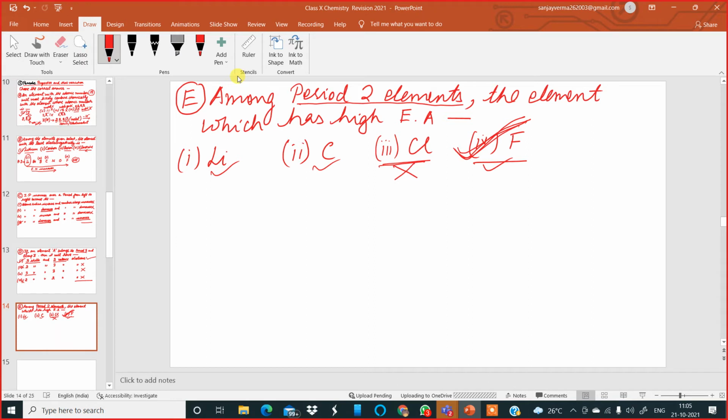Am I clear? Don't you think this is a tricky question? Had it been asked among these elements, the element with the highest electron affinity, if this had not been there, then the answer would have been this one, fluorine. But here they have mentioned among period 2. So we have to choose from the period 2 elements which has the highest electron affinity. So our answer is fluorine, option 4. Okay, good. Shall we move to the next question, my dear boys?